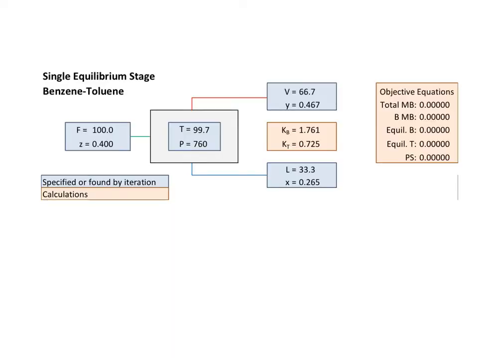So Solver has now come up with an answer, and instead of 105 degrees, I think I guessed here, we have 99.7 degrees. Vapor flow rate is 2/3 of the total, and liquid flow rate is 1/3. And here are the compositions. So this set of variables satisfies all 5 equations. Try doing that by hand sometime, and you will appreciate the Solver function.